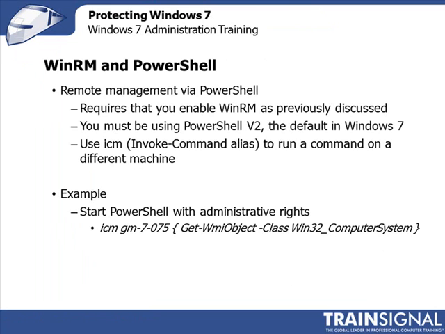You can also do remote management via PowerShell. This requires that you enable WinRM as we previously discussed. That's with WinRM quickconfig. You must also be using PowerShell version 2. PowerShell version 1 won't work. That's the default in Windows 7. And you have to use ICM. This is an alias for the Invoke-Command cmdlet in PowerShell to run a command on a different machine. Here's what we're going to do. We're going to get some information, the computer name specifically, using PowerShell from GM7075, using PowerShell from GMWAIK. Let's go over and do that.